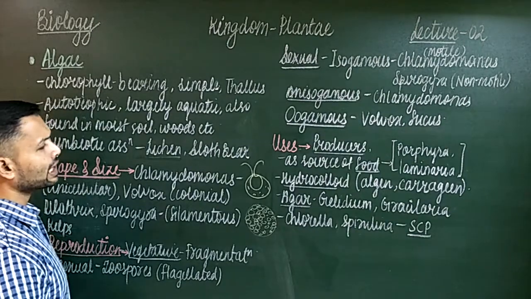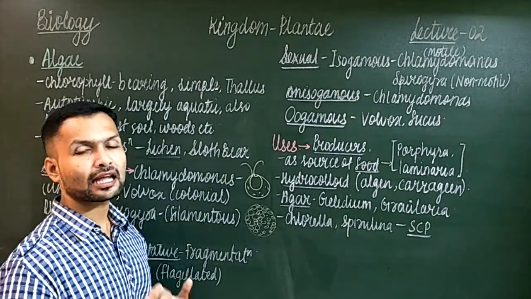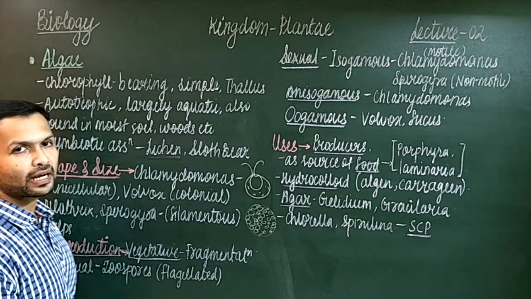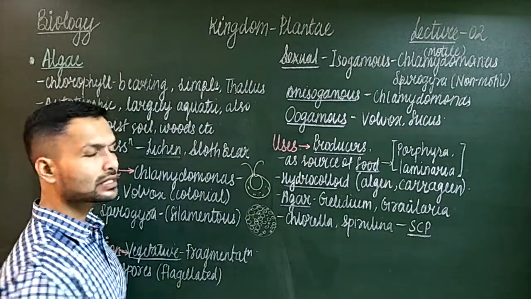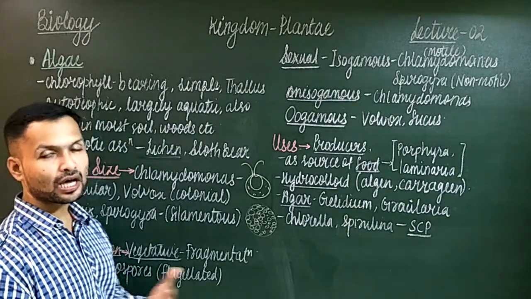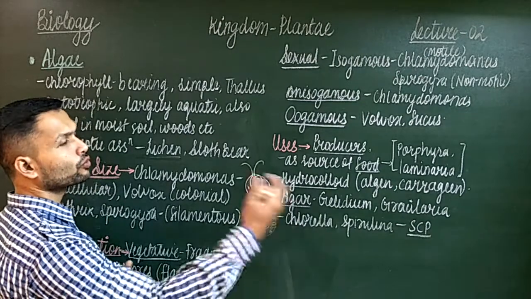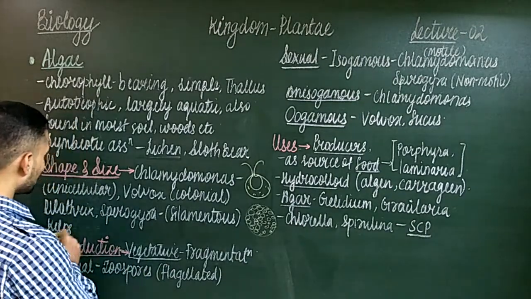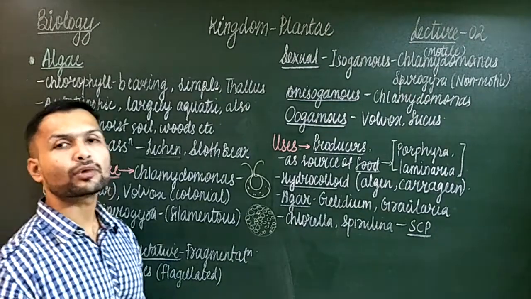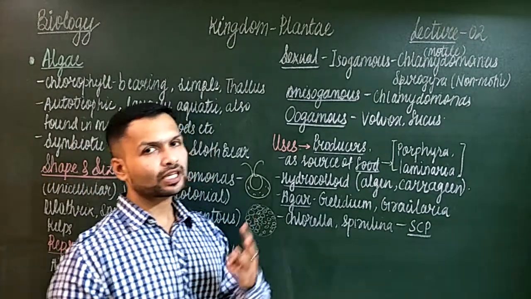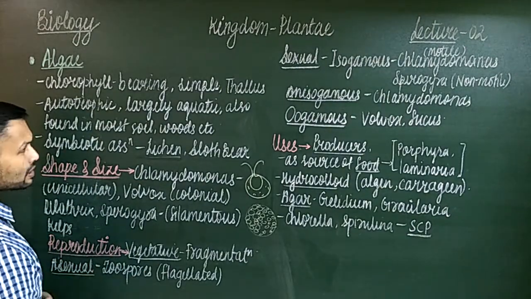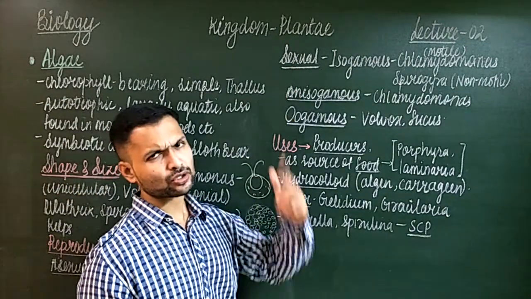So as I told you, they can be freshwater or marine, and these variations you will find in size. You will find them unicellular and microscopic like Chlamydomonas, and so large that they can grow up to meters and meters. They are kelps. Next one is reproduction. How do they reproduce? Again they have three modes of reproduction: one is vegetative, another is asexual, and the last one is sexual.